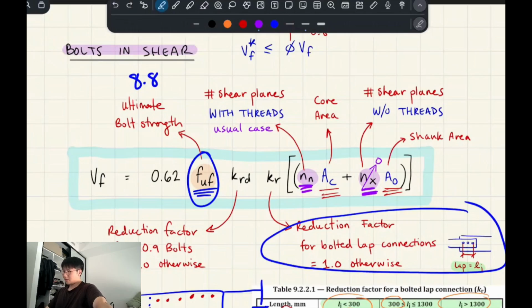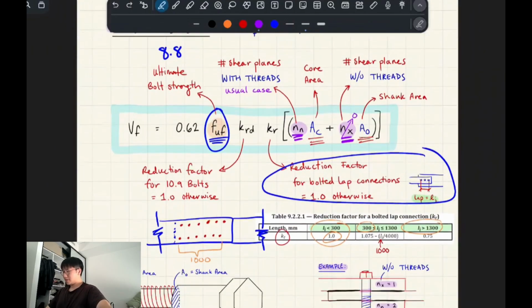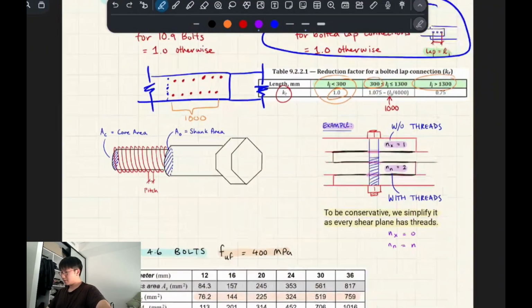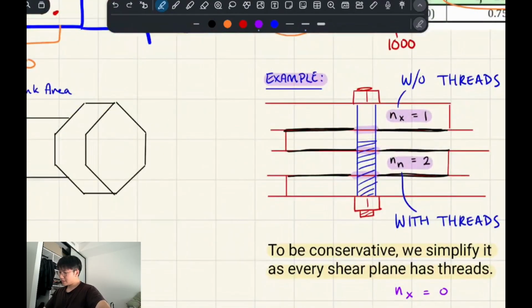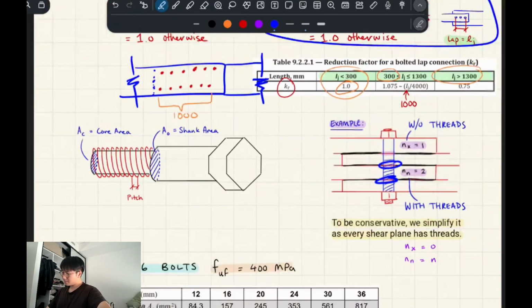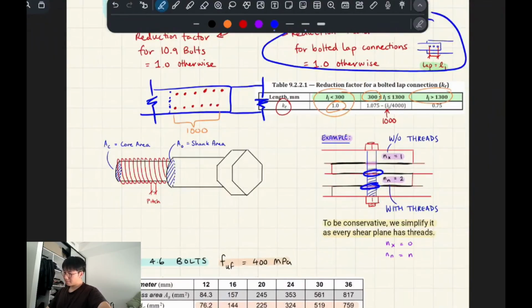But if you want to be accurate rather than conservative, you can. I've got an example here that you can look at. In this example, we have 1 shear plane where it intercepts the shank but not the core, and then 2 where it intercepts the core, or the threads, I guess you can say.